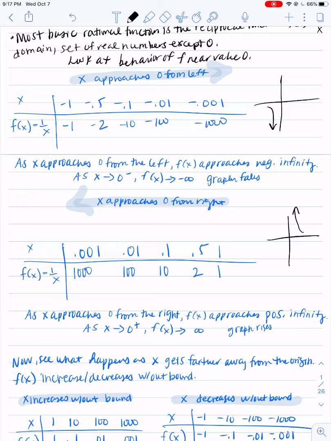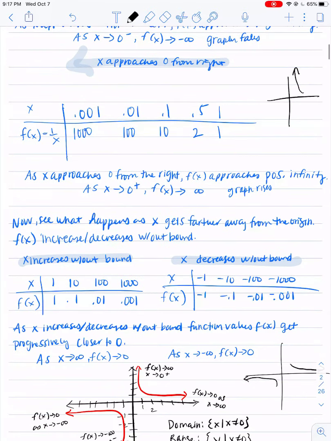So I have x values here as they approach 0 from the left. I'm getting closer and closer and closer to 0, and these are my y values. So as x approaches 0 from the left, we can see that f of x approaches negative infinity because we go from negative 1 all the way to negative 1,000. So as x approaches 0 from the left, f of x approaches negative infinity, or our y values go to negative infinity. So that means that our graph falls. So here's a picture of that.